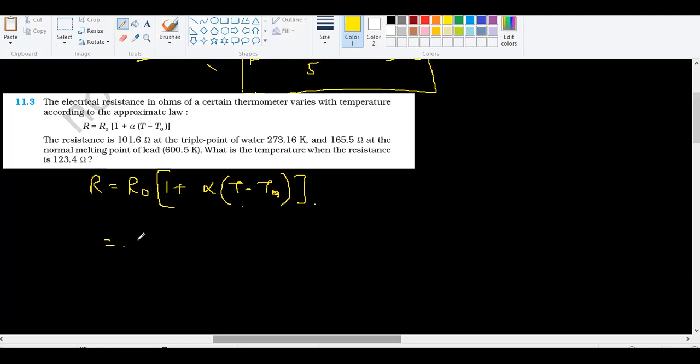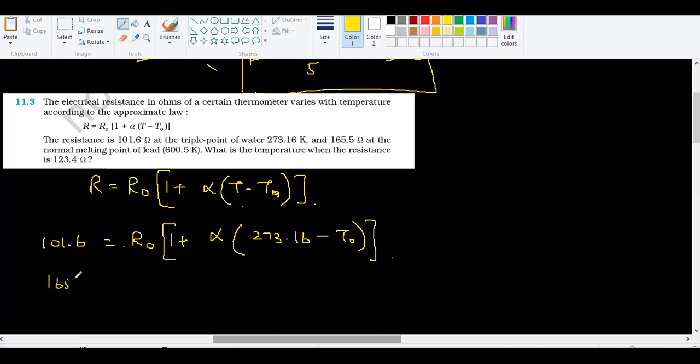T naught, what should I take it as? Okay, let me try writing it like this. So resistance here is 101.6 equals R naught times 1 plus alpha times T minus T naught, where the temperature here is 273.16 minus T naught. If you write it for the second case, I'll get 165.5 ohms equal to R naught times 1 plus alpha times, where this temperature is 600.5 minus T naught.